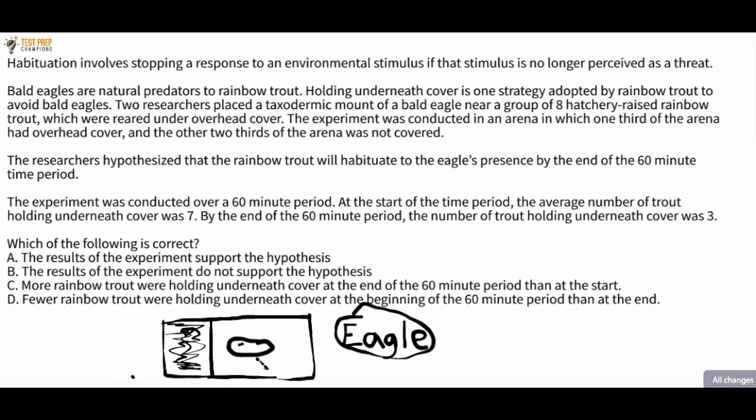All right, so the fish can choose to spend time either underneath the portion that has a roof over the head, or it can spend time just swimming right out here in the open. And the idea is that they put this eagle statue right here. At first, the fish are going to think it's a real eagle, and they're going to be scared, and they're going to spend their time underneath the structure that has a roof over the head, or the section that has the cover, which makes it harder for the eagle to swoop in.